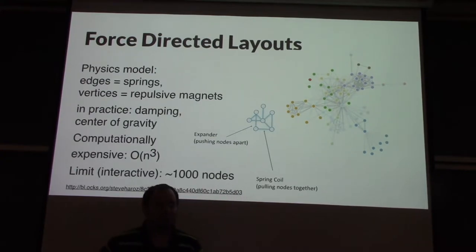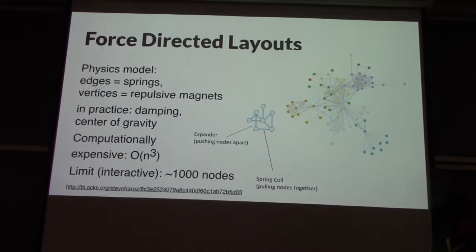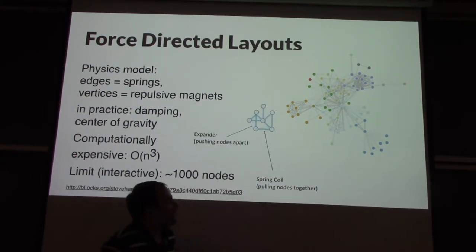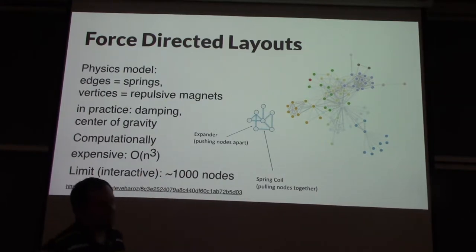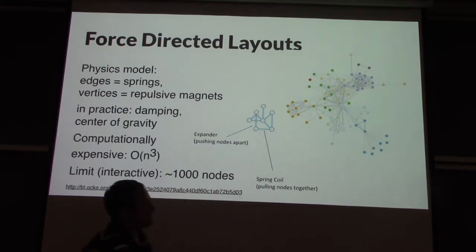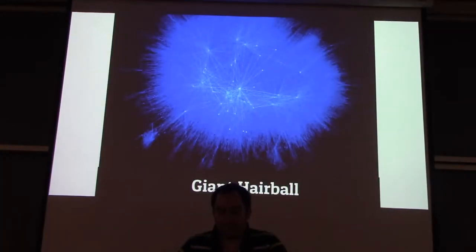For the free layouts, force-directed layouts are a major approach. This is a physics model where the edges correspond to springs and the vertices are repulsive magnets. This is computationally expensive. We have a cubic runtime complexity, and there are additional practical considerations like damping or center of gravity if you actually implement it. This is a good solution for graphs up to maybe 100 or 200 nodes. If you have more, you have to take a different approach, because otherwise you would get into this giant hairball problem.